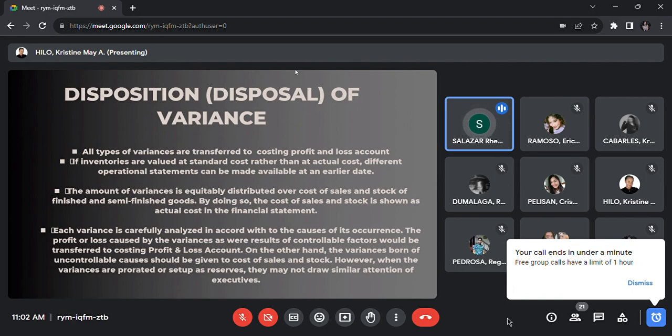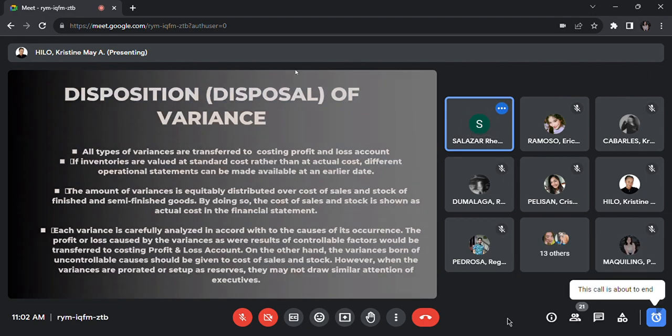Each variance is carefully analyzed in accordance with its cause, and as a result the cost could be transferred to cost profit and loss account. The variance arising from uncontrollable costs should be charged to cost of sales and stock. However, when the variance is calculated, they may not draw similar attention.